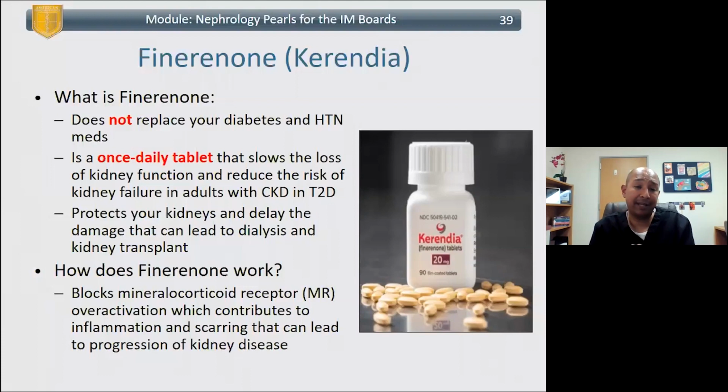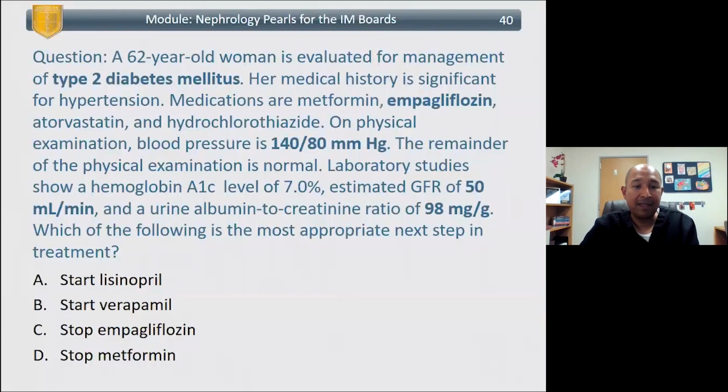You can't use medications like spironolactone or eplerenone when you have that low GFR. So this drug specifically got the FDA approval for patients with CKD. So with that being said, let's do this question.